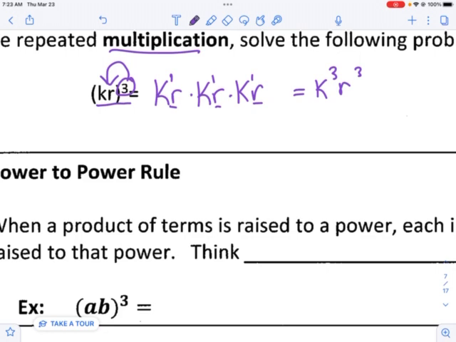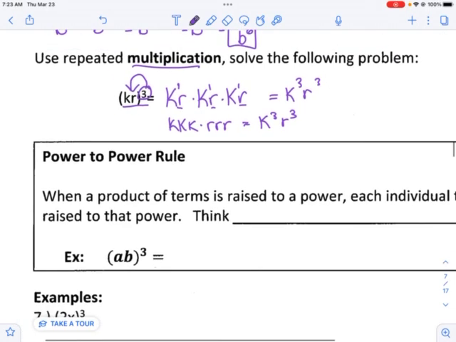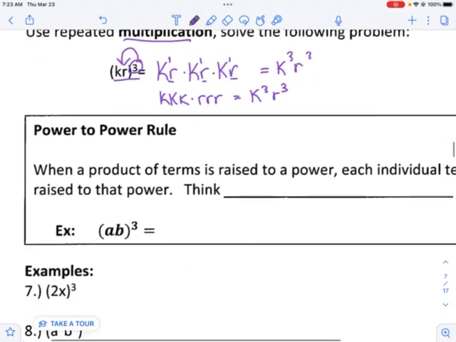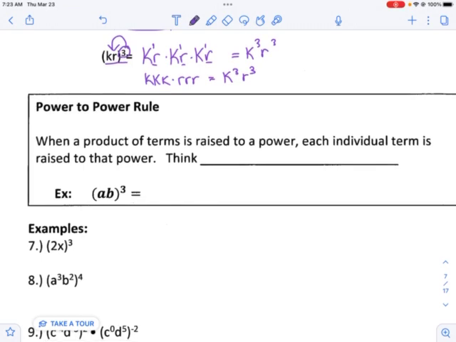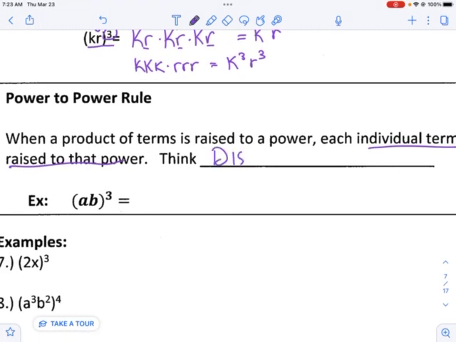Or I could use a commutative property and write the 3 k's next to one another, write the 3 r's next to one another, and still come up with the same answer. So what do we notice? This is called the power to power rule. Okay, so when a product of terms is raised to a power, each individual term is raised to that power. So let's think distribute.